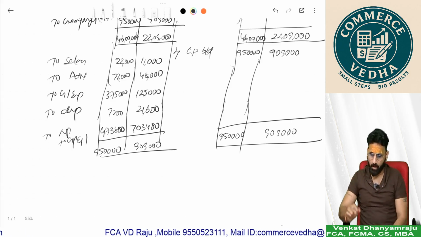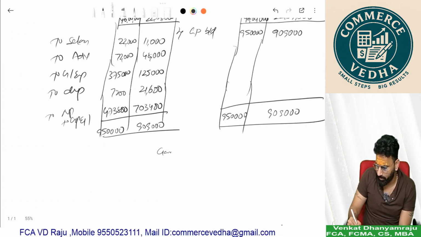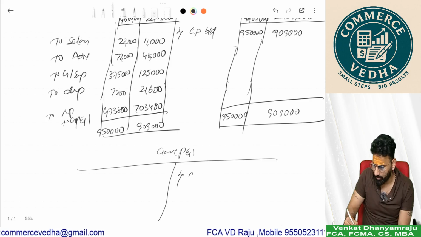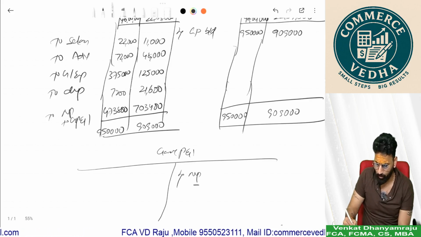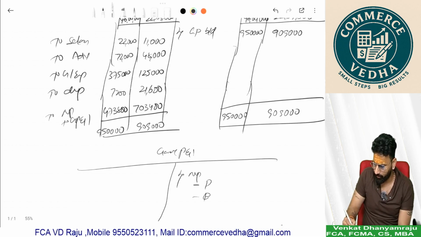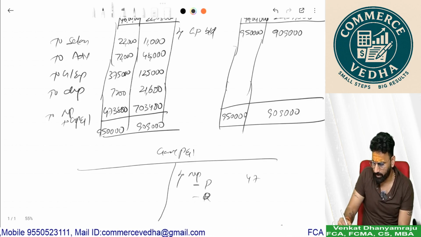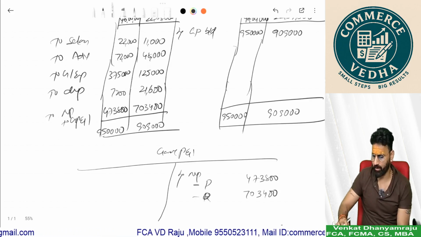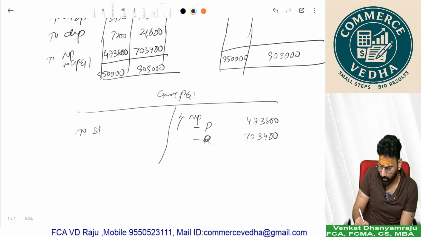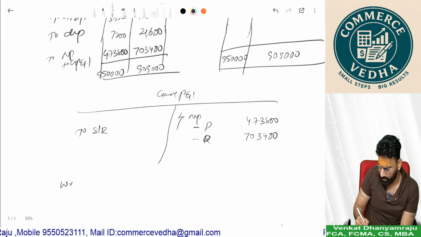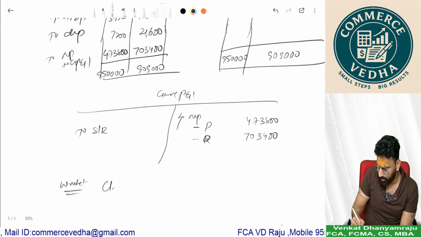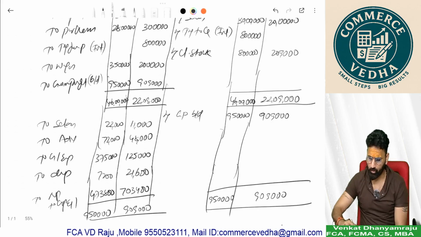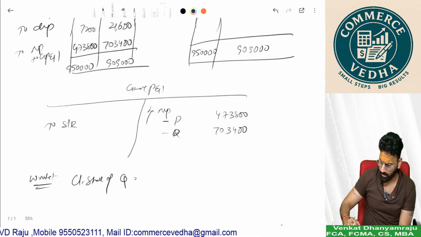Now what we should do here is prepare the general P&L account and bring down the net profit of P and of Q. 4,73,800 and 7,03,400. Then the stock reserve, which is an important working note. The closing stock of Q given in the question is 2,09,000.